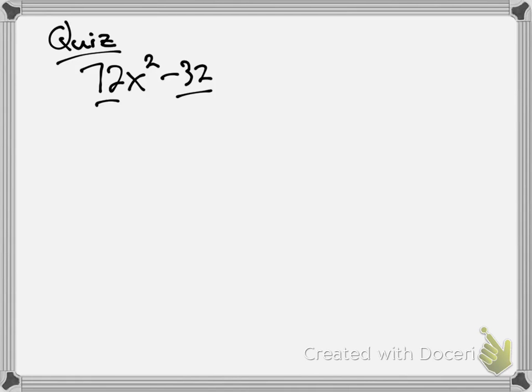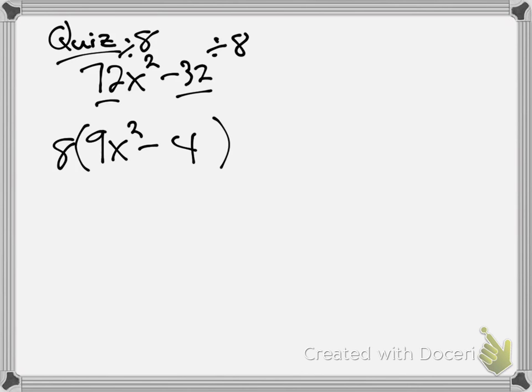So let's go back and say, I bet it's 8. Let me put an 8 in front, and then just divide that guy by, not 6, but 8. Divide by 8, divide by 8. That'd be 9x squared, and that'd be 4. So far, so good?